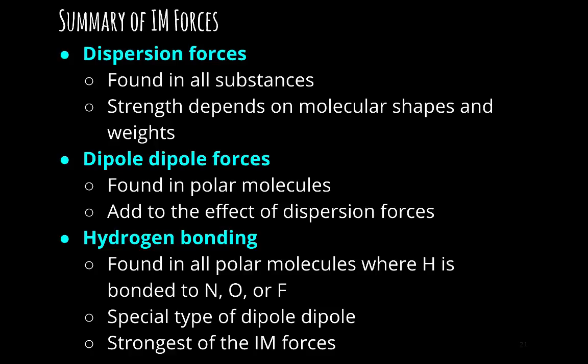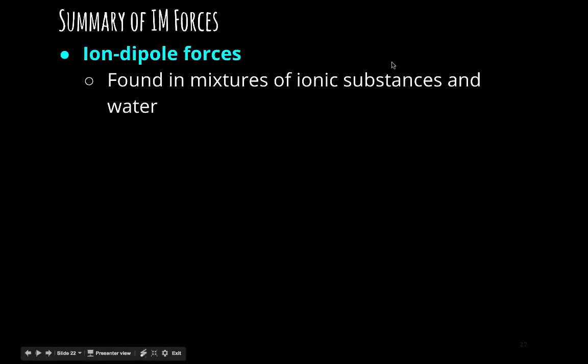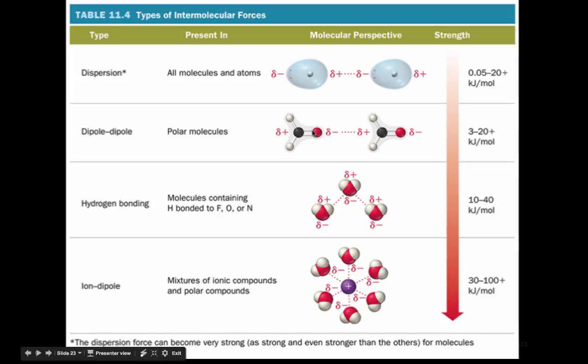Hydrogen bonding is a special type of dipole-dipole. It's found when you have hydrogen bonded to NOF, and then like we said, sometimes Cl, and those are the strongest of the intermolecular forces. And then we have ion-dipole forces, which are stronger than all of those, and we find those when we have ionic substances mixed with water or other polar substances.